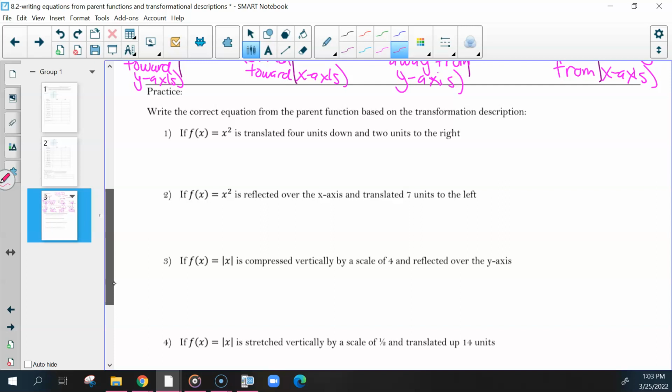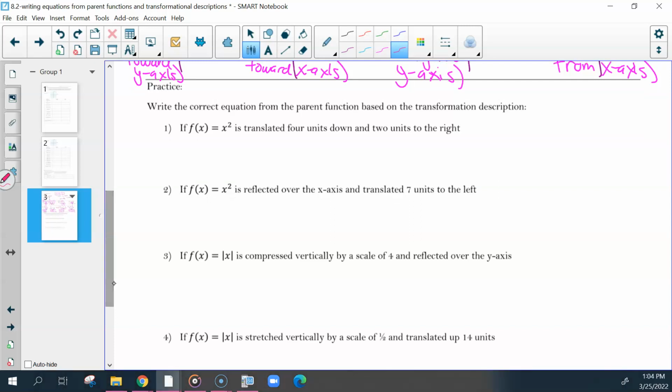Number 1, x squared is translated 4 units down and 2 units to the right. We have to think about 4 units down. Is that an inside? Is that an outside? What would that look like? 2 units to the right. Is that an inside? Is that an outside? What would that look like? 4 units down. Would it be inside or outside?